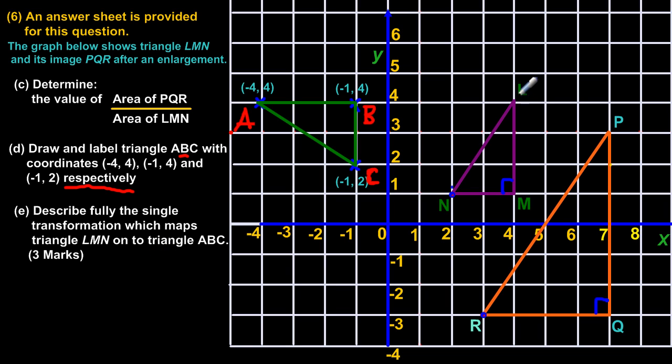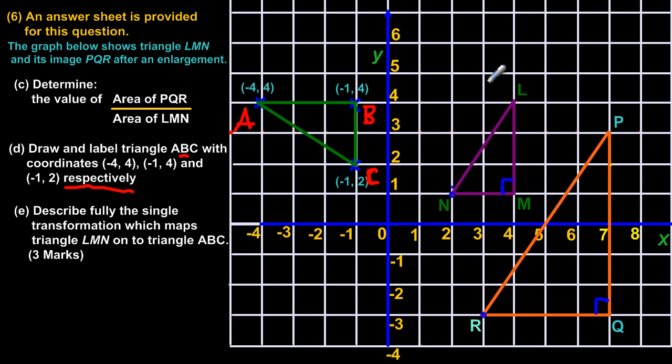Okay, so here we have it. We have our object LMN and we have the image ABC, which we had looked at in the previous video. You could look at that if you haven't seen it as yet, to see how we drew this triangle. Now they're asking us for the transformation that maps LMN, or connects LMN, to its image ABC.